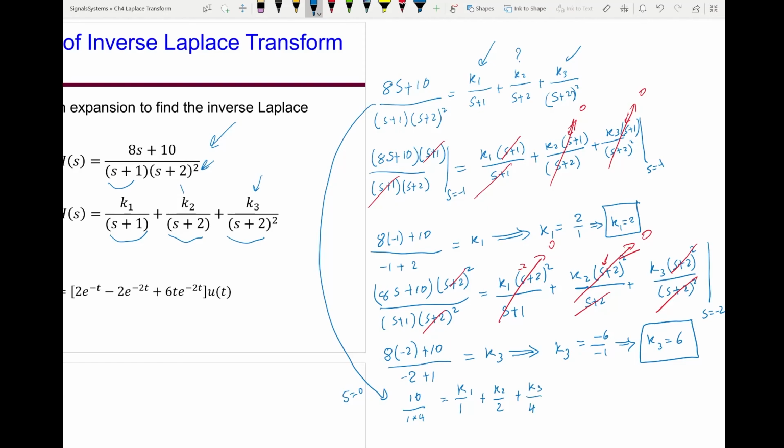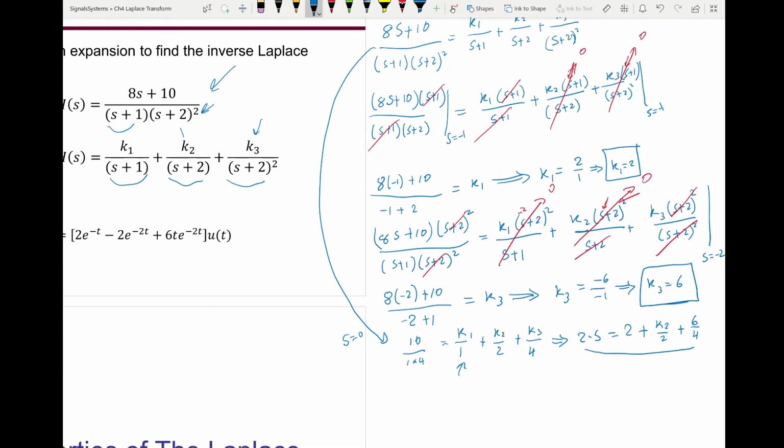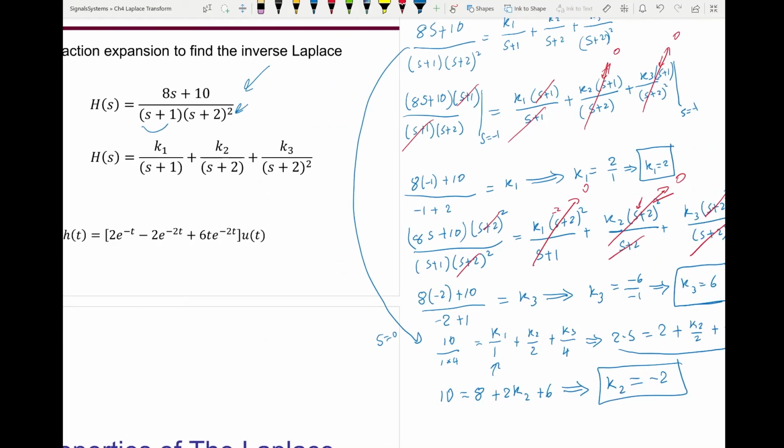Plug in k1: 10 over 4 is 2.5, equal to k1, which is 2, plus k2, that's what I want to find. k3 is 6 over 4 here. Now I can multiply everything by 4 and solve for k2. So that will be 10 equal 8 plus 2k2 plus 6. And you solve for k2 and it should be minus 2. Alright, we finally found all values for these constants.